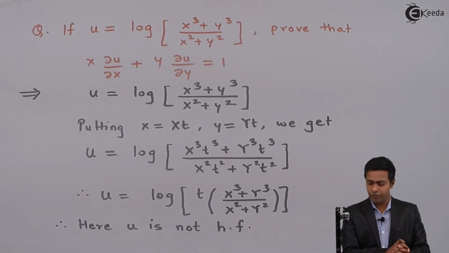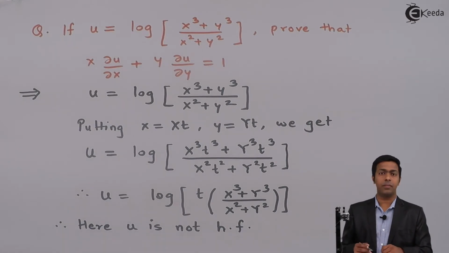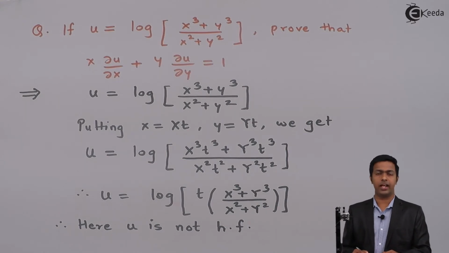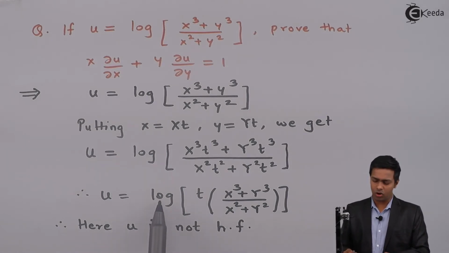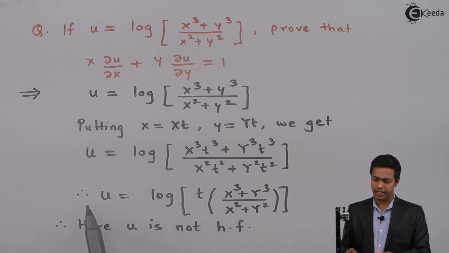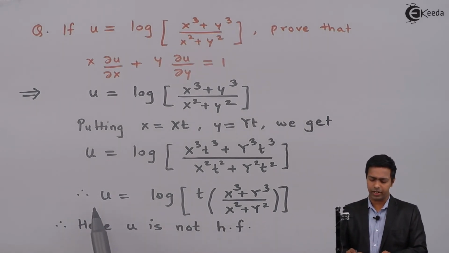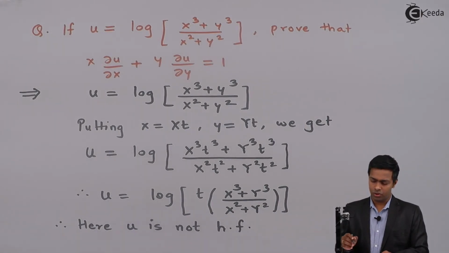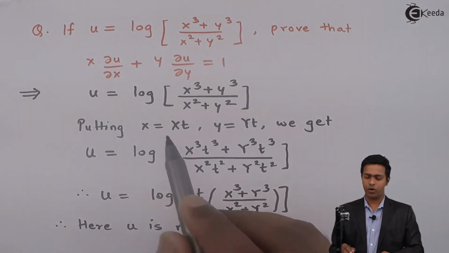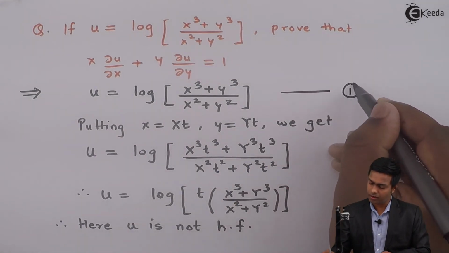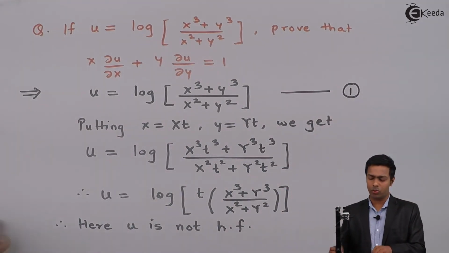But if we convert this u into some other form, and if we can prove that it is homogeneous, then still we can apply Euler's theorem. So what I'll do here is I'll take this log on the other side, or I'll take e as base on both sides. So by taking e as base on both sides, here we'll get e raised to u, and here we'll get e raised to log of (x cube plus y cube) upon (x square plus y square). So for this equation number 1, I'll take e as a base on both sides.